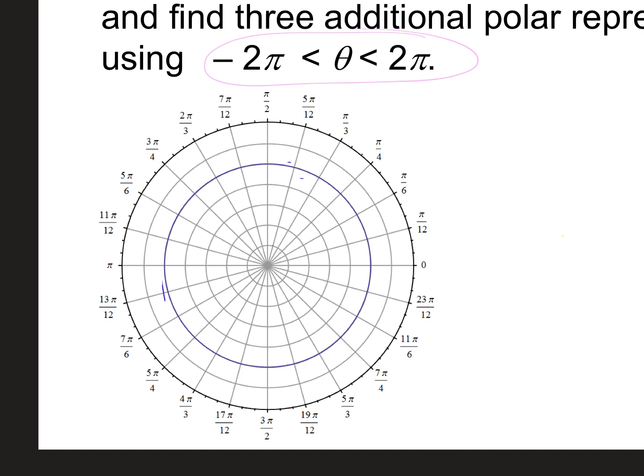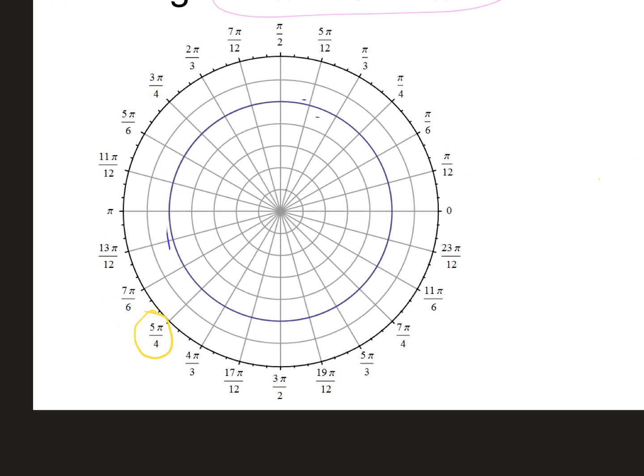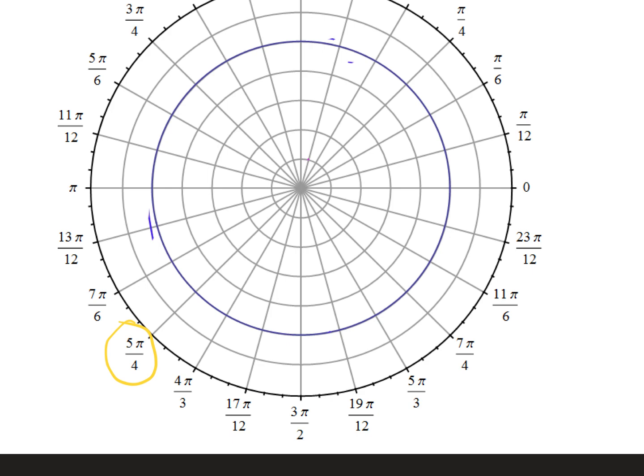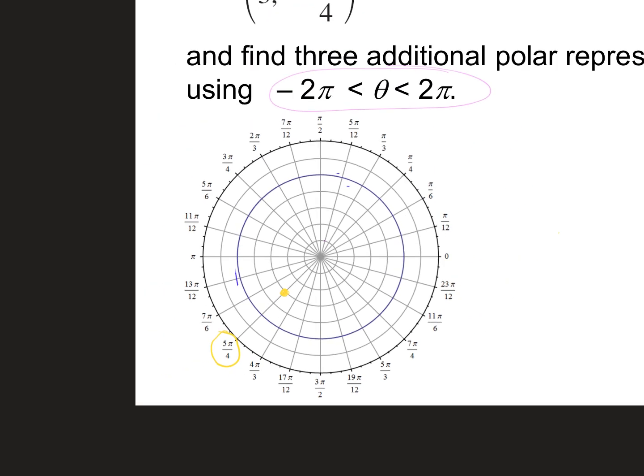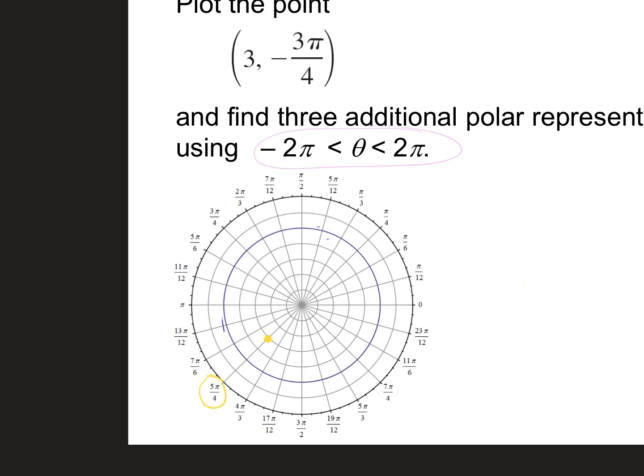We'll find positive 1, 2, 3, 4, 5, 6, 7, 8, 9, right? So I'm going to go down 9. 1, 2, 3, 4, 5, 6, 7, 8, right here. Do you guys agree? Okay, so where am I going from the origin? How many rings out? 3. 1, 2, 3. Here's the point. What's another way? We just plotted 3 comma negative 3 pi over 4.